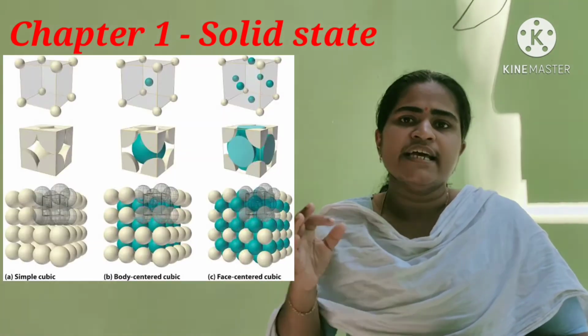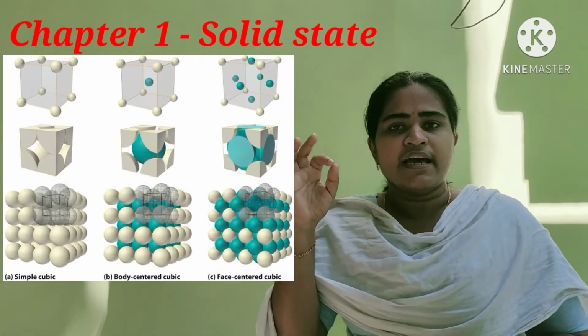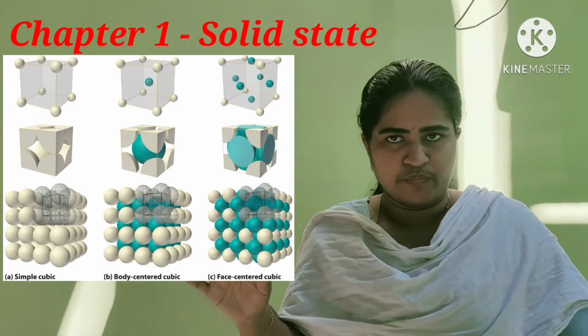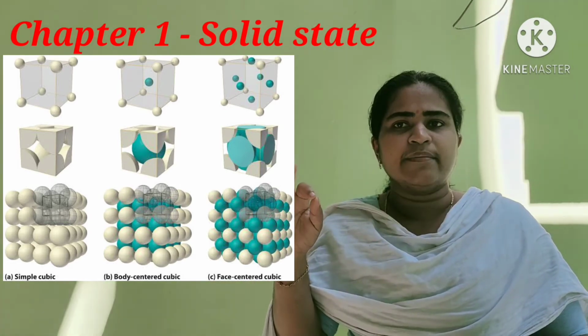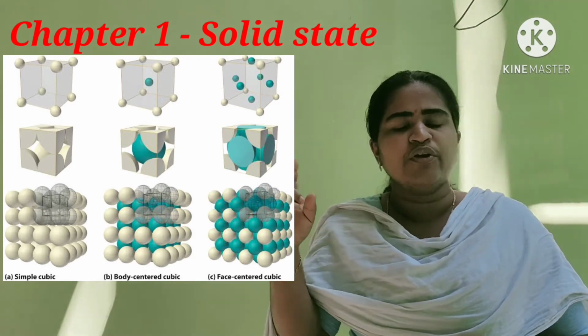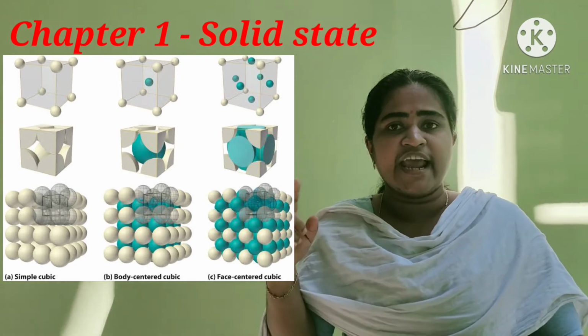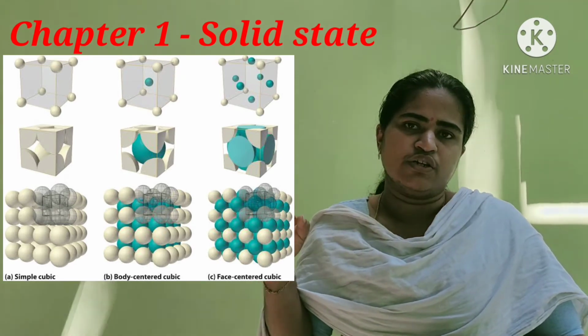Now we can calculate the constituent particles present in a simple cubic. We know that in the case of simple cubic, the constituent particles are present at the 8 corners of the cube. Each corner atom contributes 1/8. So the total number of constituent particles is 8 into 1/8, that is equal to 1.